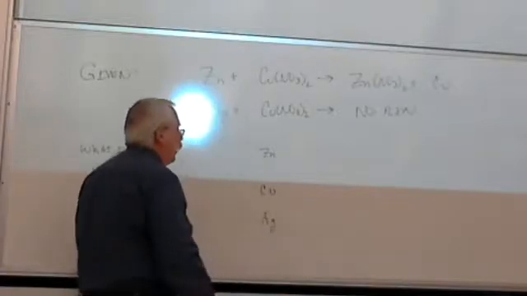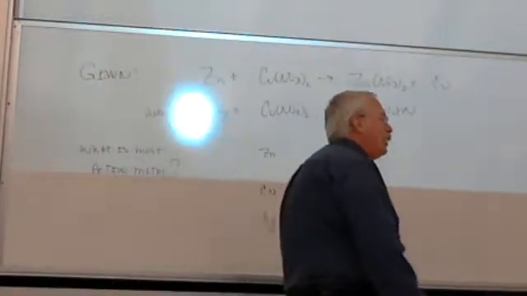And so can we now state which is the most active metal? Zinc. Could you tell me the least active metal? Silver. Could you tell me the medium active metal? Copper. Yeah, you're right. All right, great.